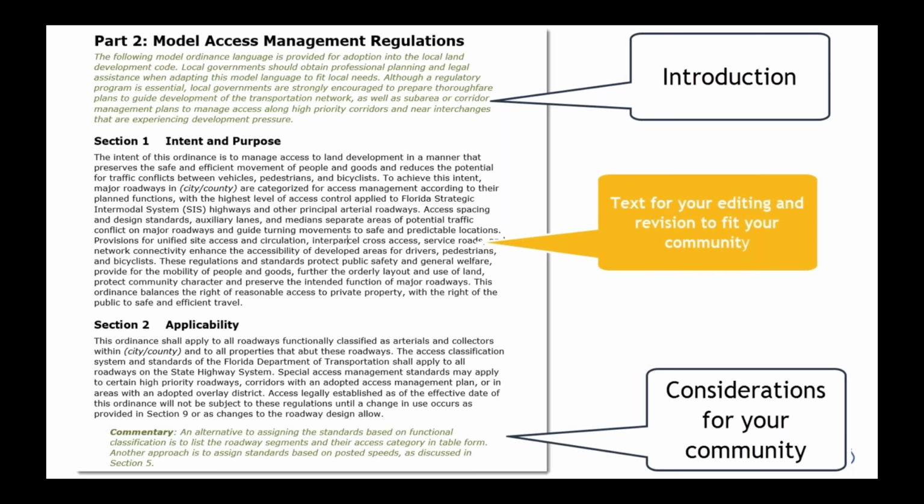And we gave a variety of different approaches, or tried to, at least, so that local governments of different sizes and degrees of complexity could adapt one approach or another. So, for example, you could assign your standards based on functional class or based on posted speed, or you could use the access categories and assign those as well. And that's one of the big changes, I think, in the model, is that we simplified those categories, which I'll get to in a minute.